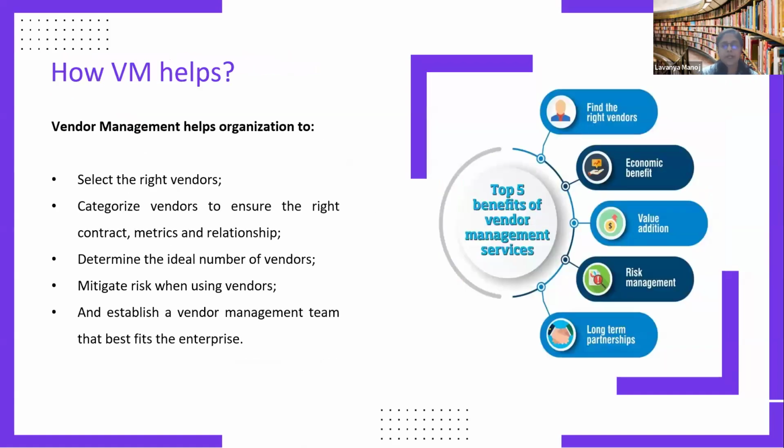So how does vendor management help, other than the few points we have discussed so far? It helps the company in selecting the right vendors, categorizing vendors to ensure the right contract metrics and relationships, and determining the ideal number of vendors. Because the company cannot go with all types of vendors at once. Either they should be dealing with wholesalers alone, or retailers alone, or distributors, but not everyone.